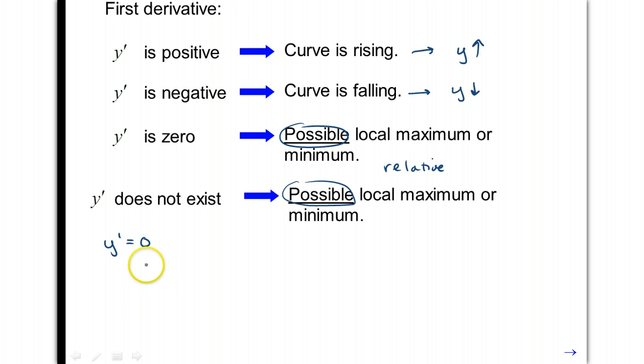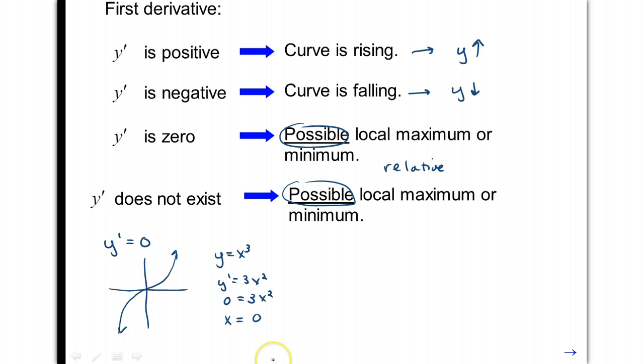That doesn't guarantee it. A good example for this is y equals x cubed. If you were to graph y equals x cubed, you can see that at 0, there's not a relative extrema. If you take the derivative and set it equal to 0, you have x equals 0. So see, it's not a guarantee. You always have to check it.